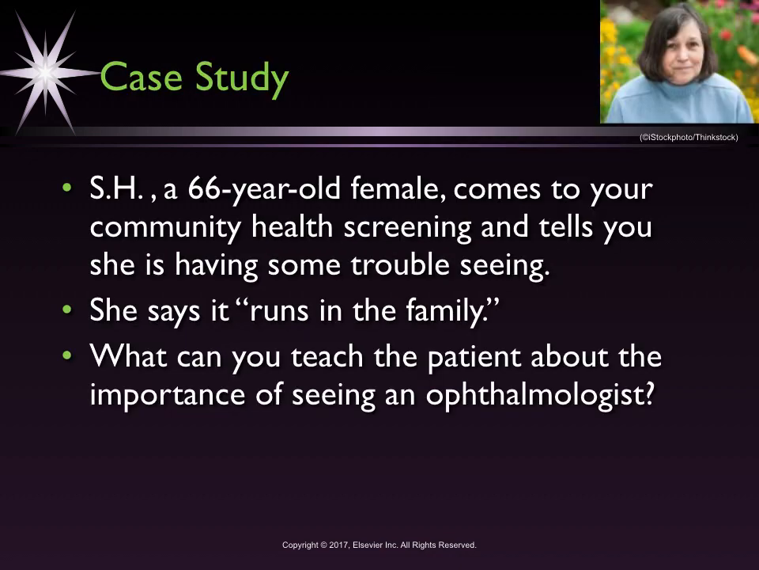So SH is a 66-year-old female, and she comes to your community health screening and tells you she's having some trouble seeing. She says it runs in the family. What can you teach the patient about the importance of seeing an ophthalmologist? Well, you want to teach her that there are some very serious eye problems that run in families. And you want to ask her more about her symptoms and explain that early detection and treatment is often very important to prevent further loss of sight and the complications that go along with it.